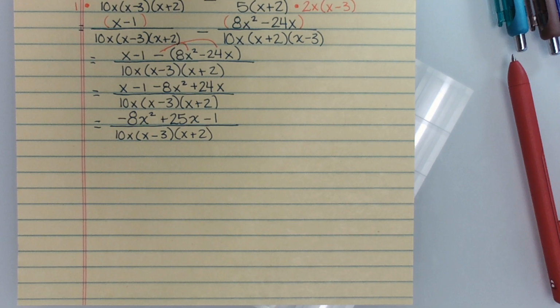Shortcut, or do I have to do the full AC? Full AC. First thing I do is negative 8 times negative 1, which is 8. Are there going to be two things that multiply to 8, but when I add them I get 25? No, it's not going to factor, which means it's not going to simplify. This is the final answer. You have to be careful with that.